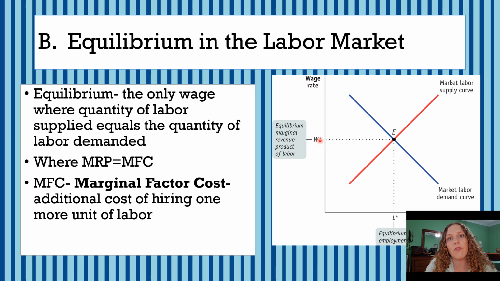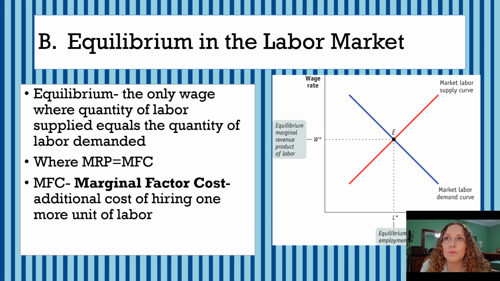So if this were the market for pizzeria workers, where the supply for that labor and the demand for that labor meet right here at equilibrium, that is our wage rate. That is going to be the wage that the market sets for pizzeria workers. This is going to be our equilibrium employment number. That's the equilibrium quantity of workers that are going to be employed in this market. So again, this demand curve is represented by the marginal revenue product, and the supply curve is represented by the marginal factor cost or marginal resource cost. That is the cost of hiring an additional worker.